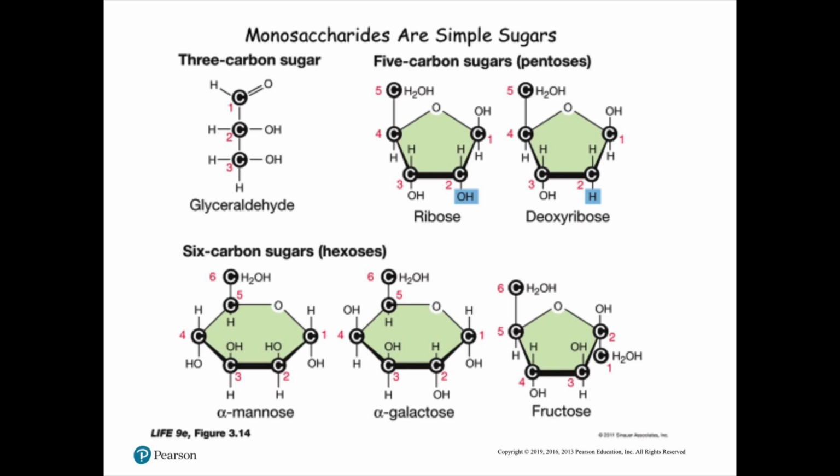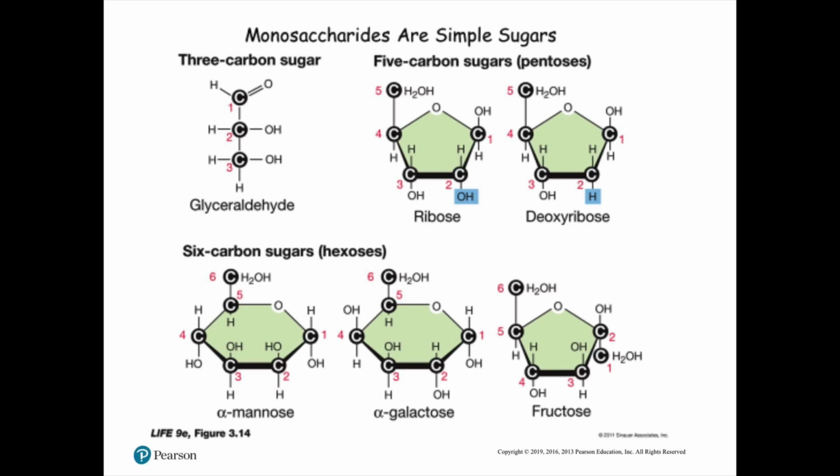This figure shows examples of the monosaccharides. We have trioses, pentoses, and hexoses. Let's start on the left. Glyceraldehyde is an example of a 3-carbon sugar. Notice it's got 3 carbons and it's got oxygens and hydrogens. Then we have the 2 pentose sugars that are very important because we'll see them again. Ribose, which is found in RNA, ribonucleic acid, and deoxyribose, found in DNA, deoxyribonucleic acid.